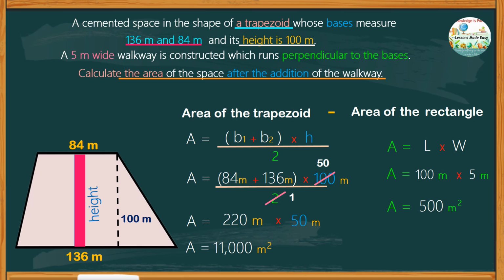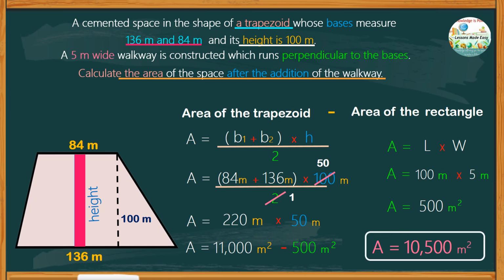To calculate the area of the trapezoid after the addition of the walkway, we just subtract 500 square meters from 11,000 square meters. The final area of the space, excluding the walkway, is equal to 10,500 square meters. And there you have it.